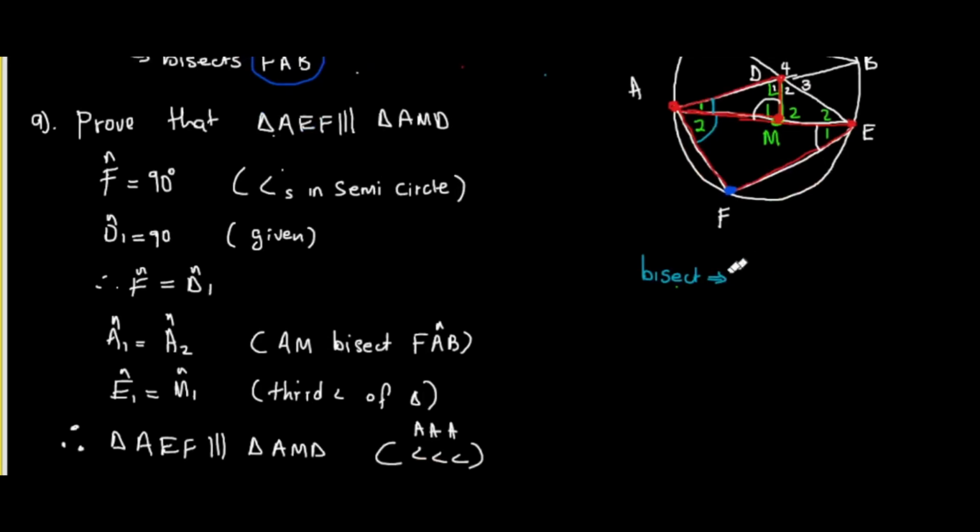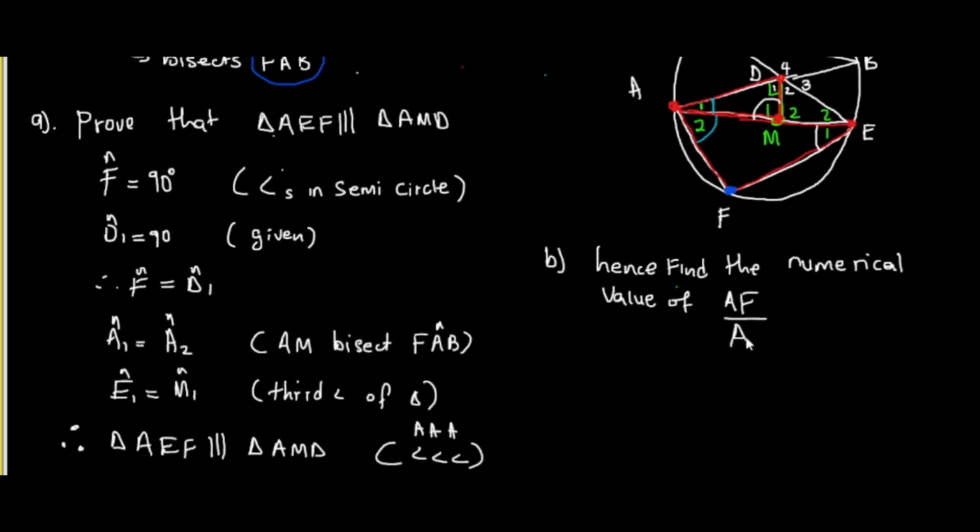So now, the next question. In most cases, they use their hands. They might say, number B, hands, find the numerical value. Hence find the numerical value of, let's say, AF over AD. Right. What is the numerical value?